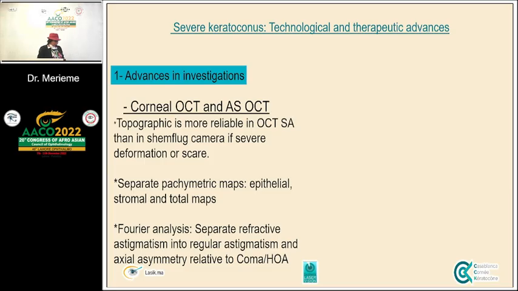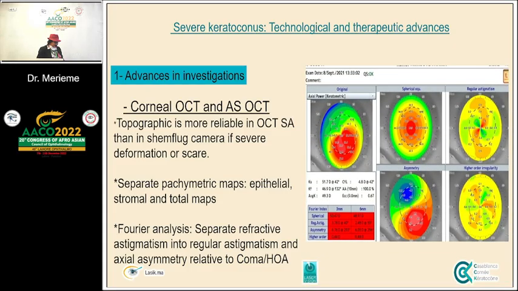What are the advances in investigation? Now we have corneal OCT and anterior segment OCT, which give us topography that is more reliable in OCT than in the Scheimpflug camera if severe deformation or scar. Separate pachymetric maps, epithelial, stromal, and total maps, and we have Fourier analysis which separates the refractive components. The Fourier analysis separates the regular astigmatism and the asymmetric one in the anterior axial map.